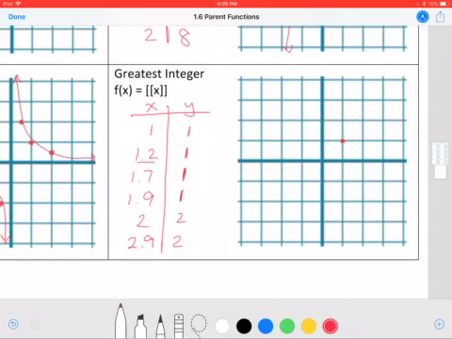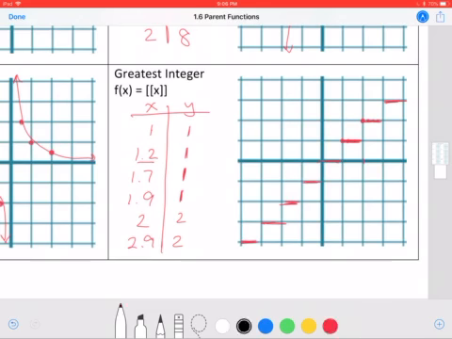We'd have a point at (1, 1). (1.2, 1), (1.7, 1), (1.9, 1), and basically you're going to have this little flat line until you get up to x equals 2, and then you're up at 2, and then you stay up at 2 for all of those x values. And so the graph is a lot of times called a step function. We can fill that in. But again, it's just sort of a rounding down function.